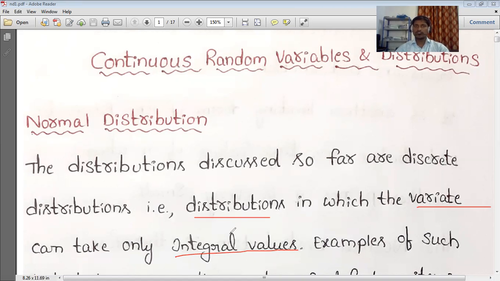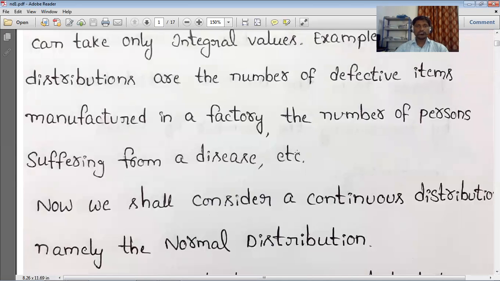But in discrete, no need to say like that. So what is the highest pass percentage in your class? Simply we can say 75%, a particular student. That is nothing but discrete. That's why, in the second unit we learned discrete distributions, that is, distributions in which it takes only integral values. Okay, so examples of such distributions are, we already saw these examples, number of defective items.